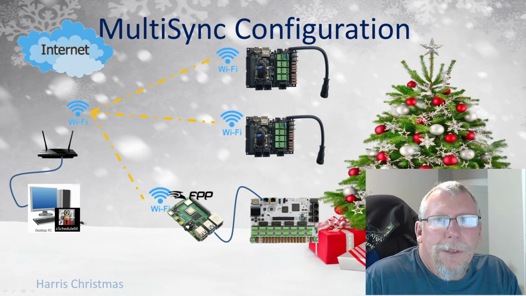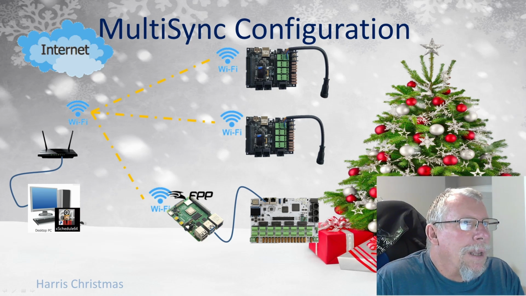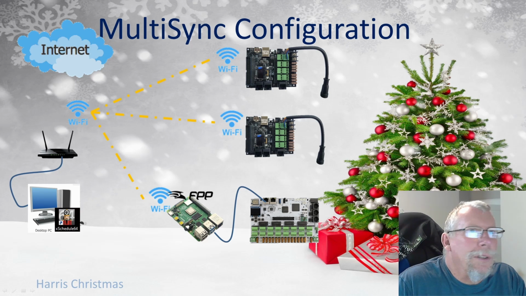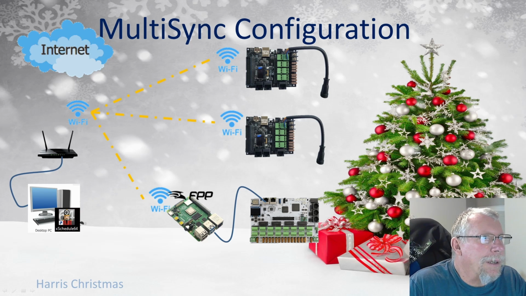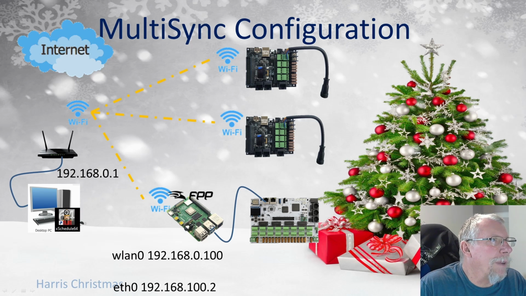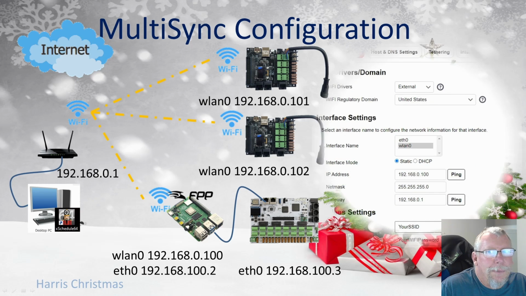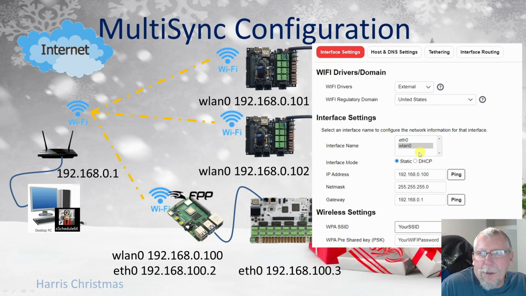So now we'll get on to the configuration. The IP addresses on all of the FPP devices will be configured just like we did in the home network configuration, except they'll be on the WLAN 0 interface. So the configuration will look something like this. Notice the WLAN 0, the IP address is in the same subnet as the router. The net mask, same as standard. The gateway is the router IP address, and you're going to put in your SSID and password.